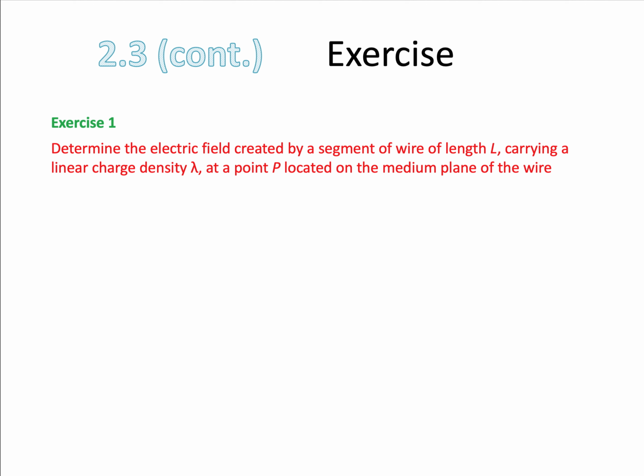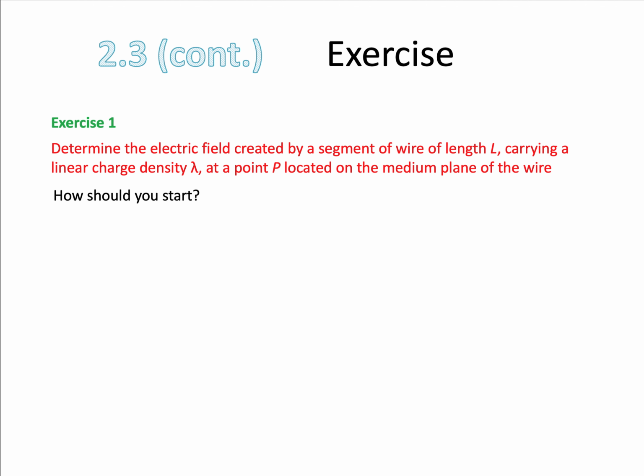Exercise 1. The task here is to determine the electric field created by a segment of wire of length L carrying a linear charge density lambda at a point P located on the medium plane of the wire. So how should you start with a question like this?